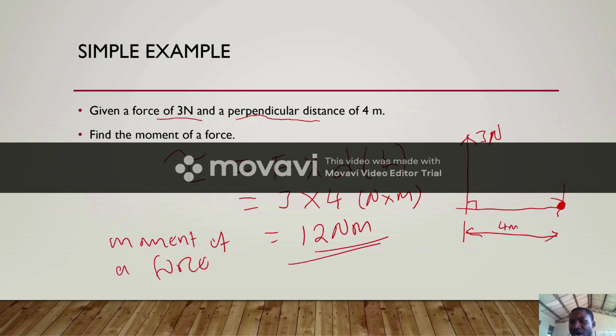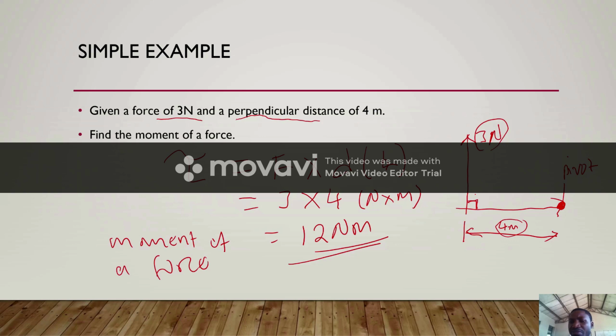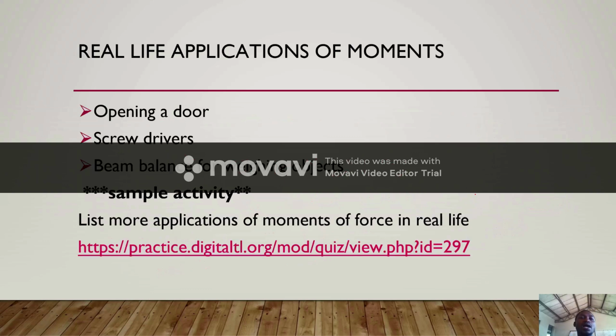So this is the line of action. Let's call it maybe the pivot. So the moment of a force should be the force and the perpendicular distance. Perpendicular meaning that they make an angle of 90 degrees between each other, and that's basically how we find the moment of a force. Now, real life applications of moments of forces.